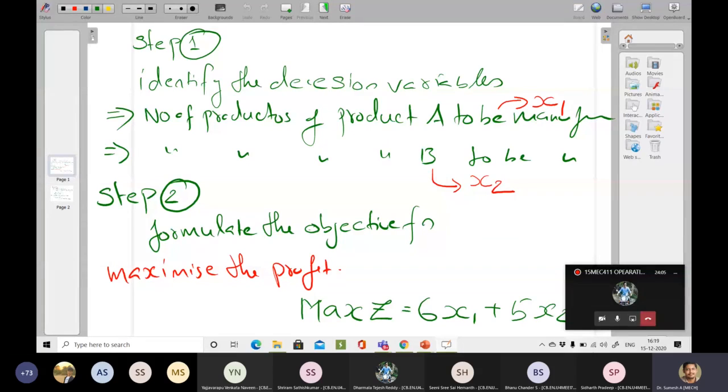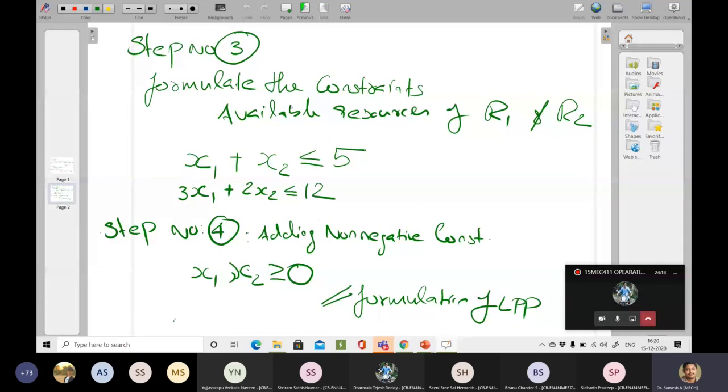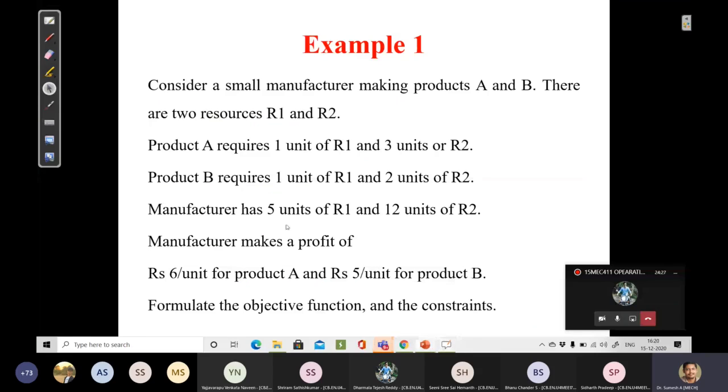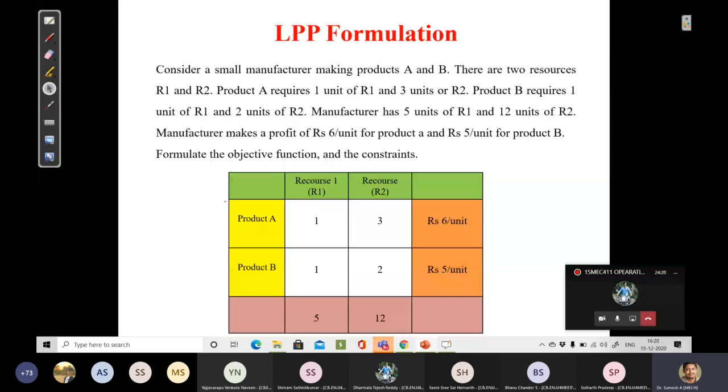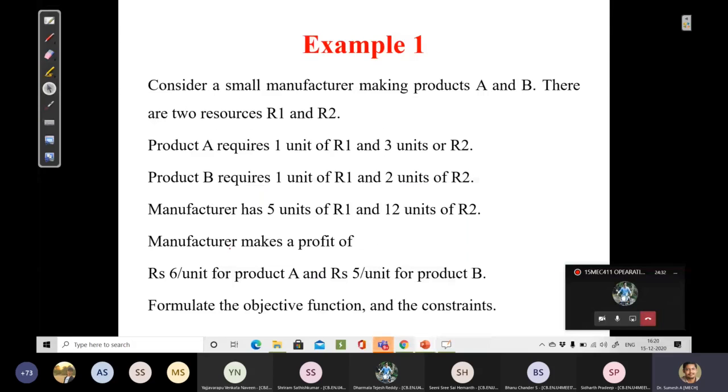But that maximization is subject to the constraints. The constraints available in the problem are in the form of resources. Resource R1 is limited to 5 and resource R2 is limited to 12. How is the requirement of R1 going? For making 1 unit of product A, 1 unit of R1 is required. For 1 unit of B, it requires 1 unit of R1.